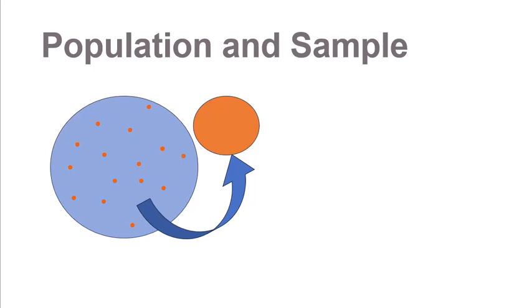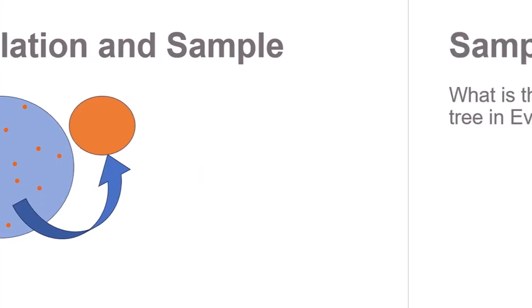And then from that population, typically you will select, usually at random, although there are different ways to select samples that you'll see later on in the text, some portion of that population as the sample.